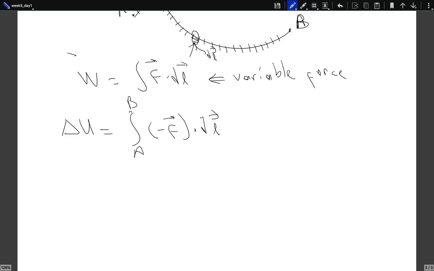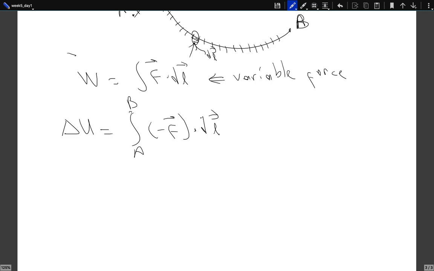Remember Newton's third law? What is against the gravitation? Yeah, basically, my hand is exerting a force minus F. So I am doing the work on the system, and the work that I have done is being stored as the potential energy of the system. So that's why we actually have that minus sign.